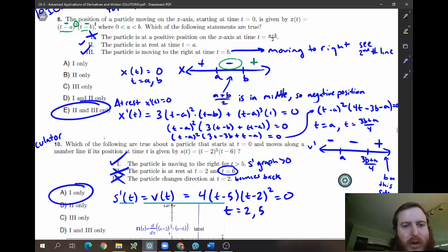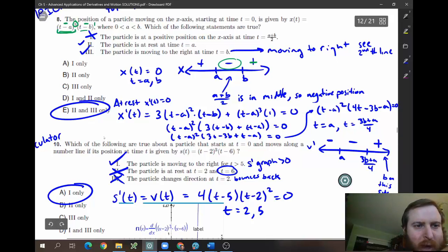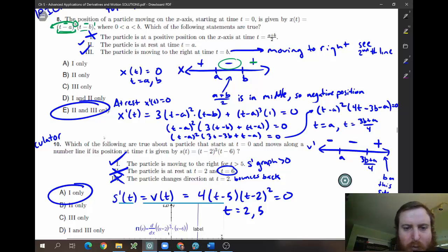Number 2 says the particle is at rest at time A. So we need to take the derivative. This is a hard derivative. It's product rule. So the derivative of the first has a chain in it. 3 times t minus a squared times 1, and then you leave t minus b alone. Then plus leave t minus a cubed alone. The derivative of t minus b is 1.